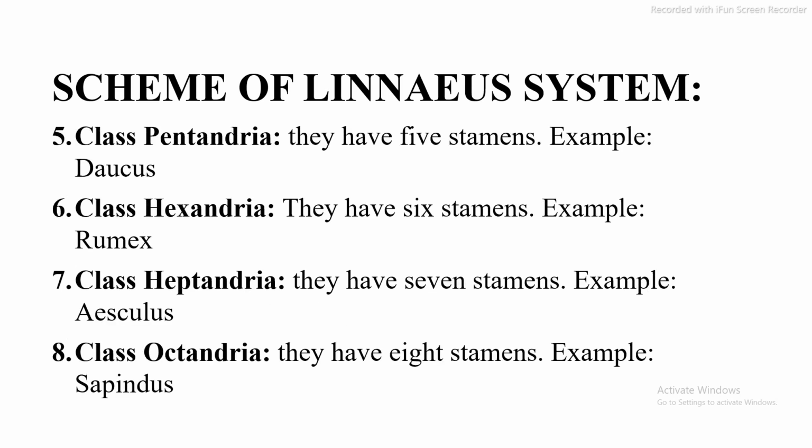Fifth class is Pentandria. They have 5 stamens. The example is Daucus. Sixth class is Hexandria. They have 6 stamens. Example is Rumex. Seventh class is Heptandria. They have 7 stamens. An example is Aesculus. Eighth class is Octandria. They have 8 stamens. Example is Sapindus.